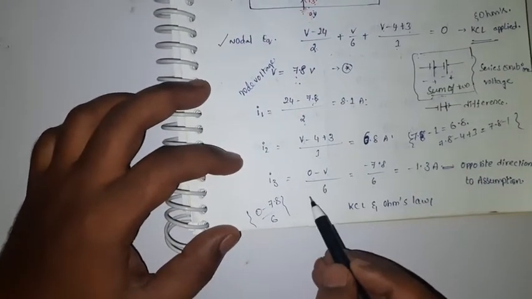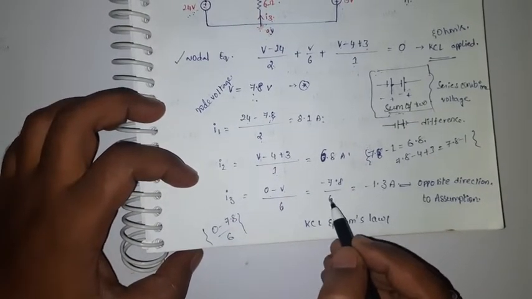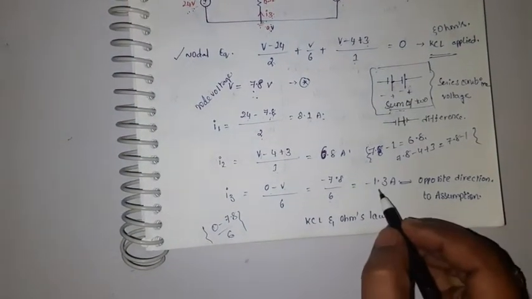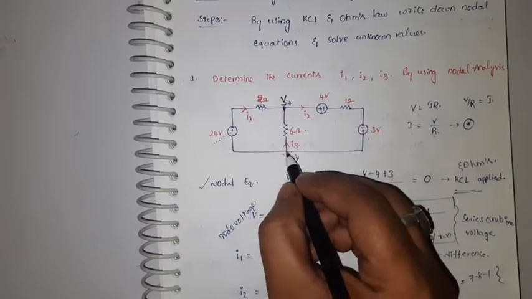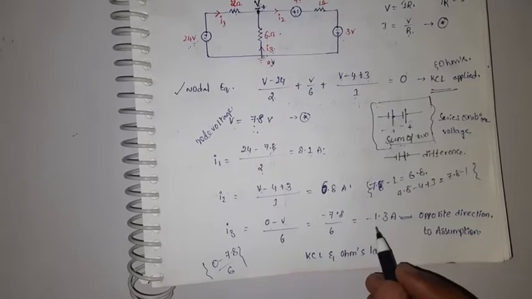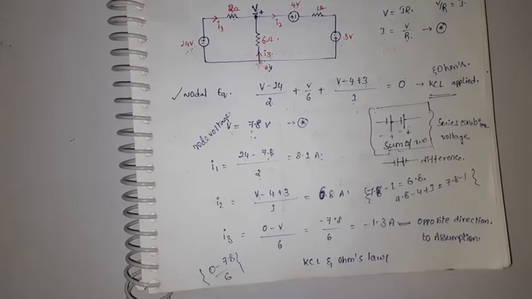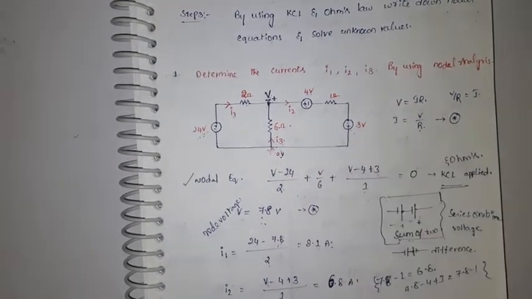0 minus V by 6 is current I3, which is equal to minus 7.8 by 6, that equals minus 1.3 ampere. Here the minus sign indicates the opposite direction. So what we have assumed? We have assumed that current is flowing in the upward direction, but we got the negative sign. So what we have assumed is wrong. That means the actual current flowing through this branch is opposite to what we have assumed.